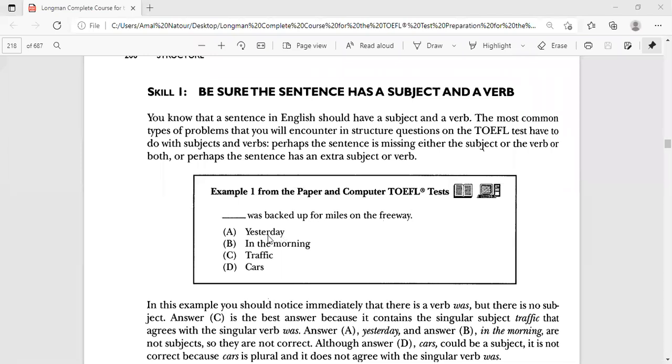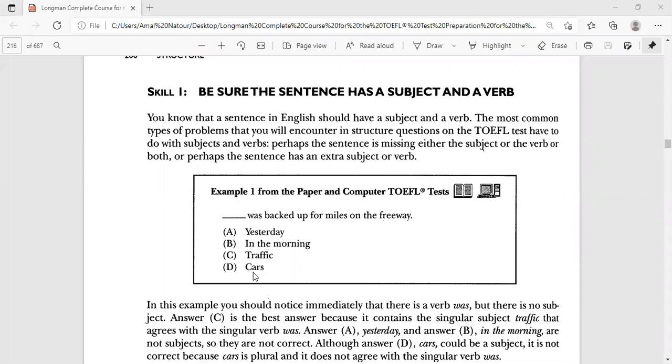It is not the subject, الفاعل. Yesterday is an adverb of time, البارحة. In the morning is also like an adverb of time, في وقت الصباح. It does not play the role of a subject. هي لا تلعب دور الفاعل. Then these two, A and B, are not possible because they do not play the role of the subject. Let's look at C and D.